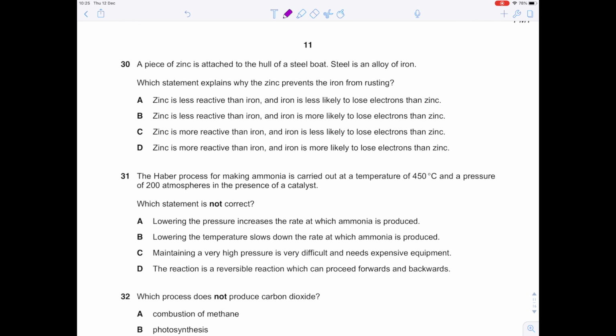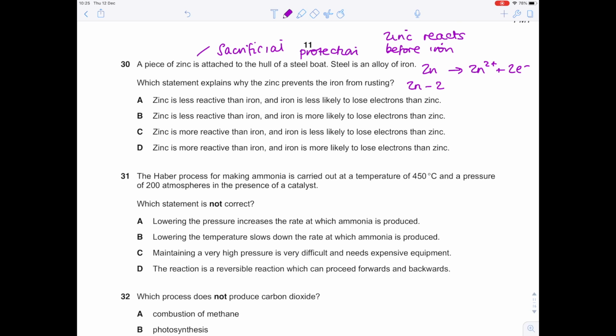A piece of zinc is attached to the hull of a steel boat. Steel is an alloy of iron. Which statement explains why the zinc prevents the iron from rusting? Okay, they do this because remember it's sacrificial protection, and it works by the zinc reacting before iron. So effectively you form Zn2+ ions. And remember that equation can also be written in this way. So which statement explains why zinc prevents the iron from rusting?